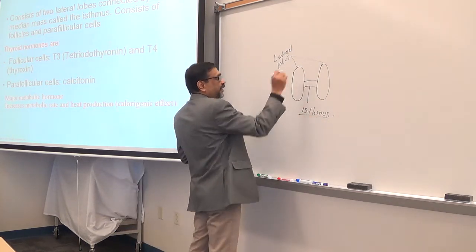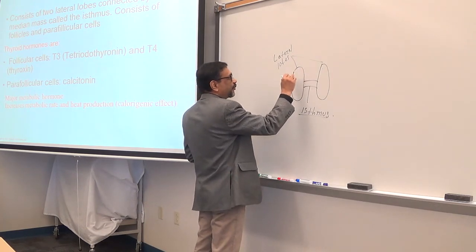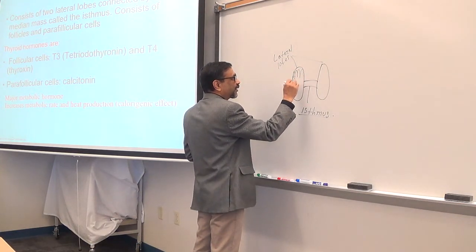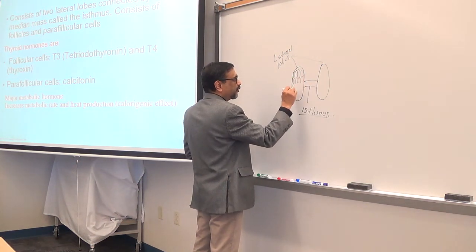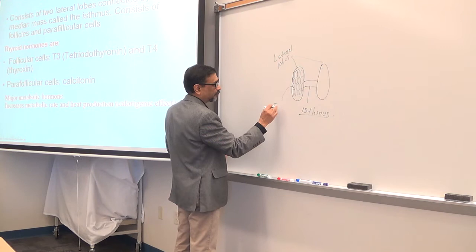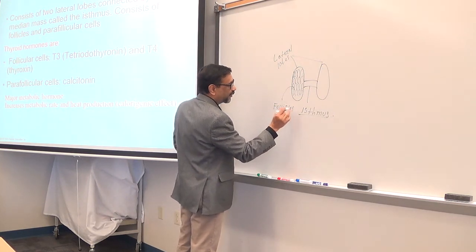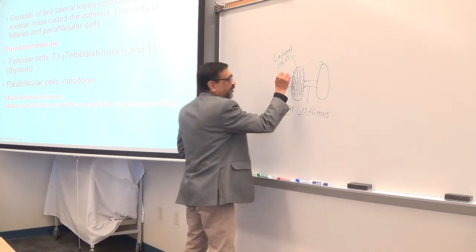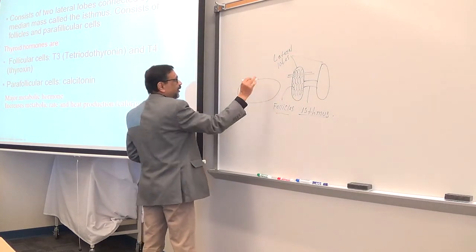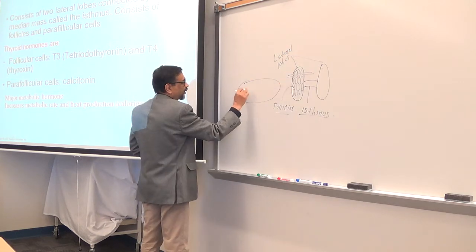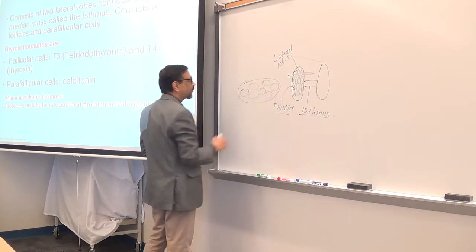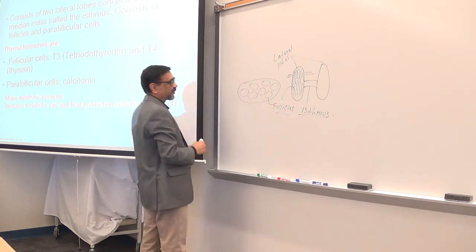If you look inside the thyroid gland, you will see many follicles, like finger-like structures. The thyroid gland is heavily filled with follicles like this. Now, if I make a cross-section slice and see it under the microscope, what I will see are these follicles.